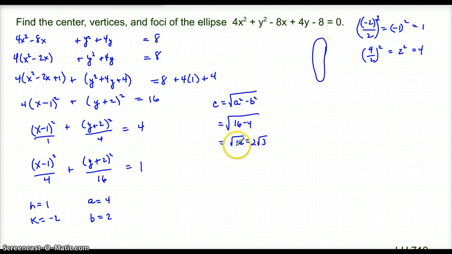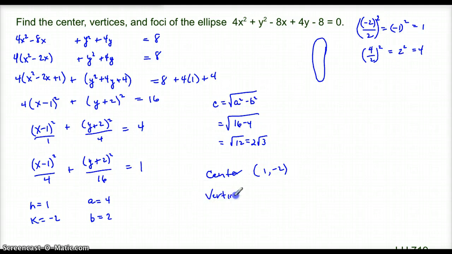Okay. So we know that our center has coordinates h, k, which are 1, negative 2. Our vertices, we need to figure out our major axis. Our major axis is determined by a. We go up a units and down a units. Okay, so that's changing the y value.